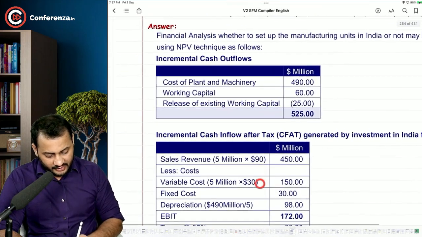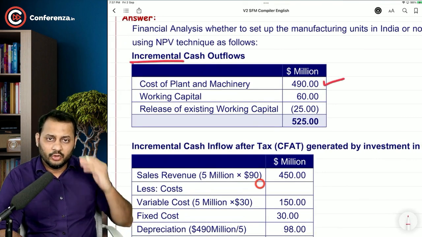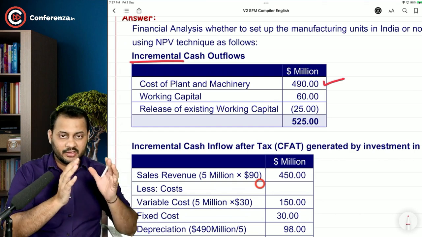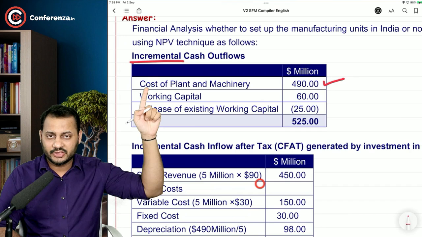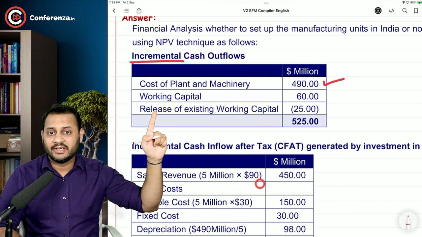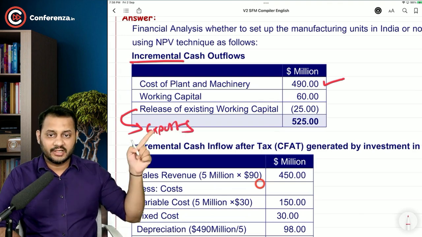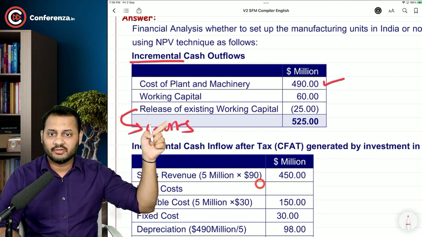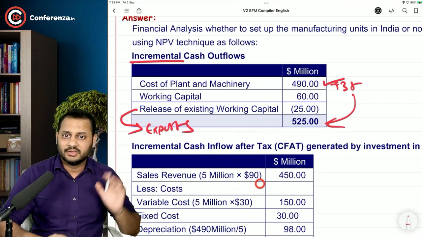See, incremental approach. Institute has also followed the incremental approach. So 490 is the outflow. Look at the answer from the angle of what is the extra benefit from exports for setting up a subsidiary. 490 is the investment required if you set up a subsidiary. Working capital required is 60, but the release of working capital from the exports will be there. So exports working capital of 25 will be released. So out of 60, 25 will be used there and 35 only will be required. So 490 plus 35 will become 525 million. Cool. This is the initial investment.